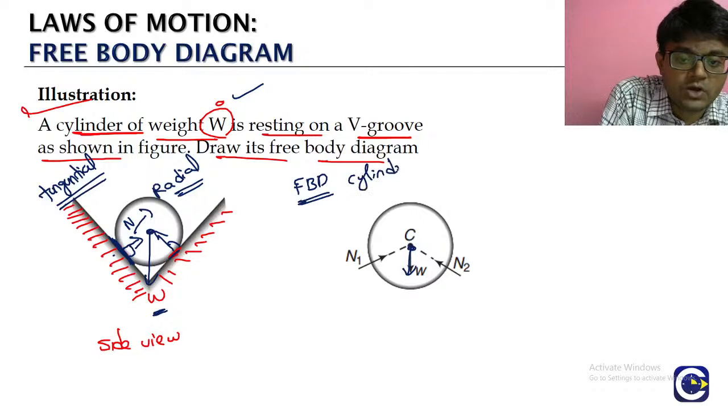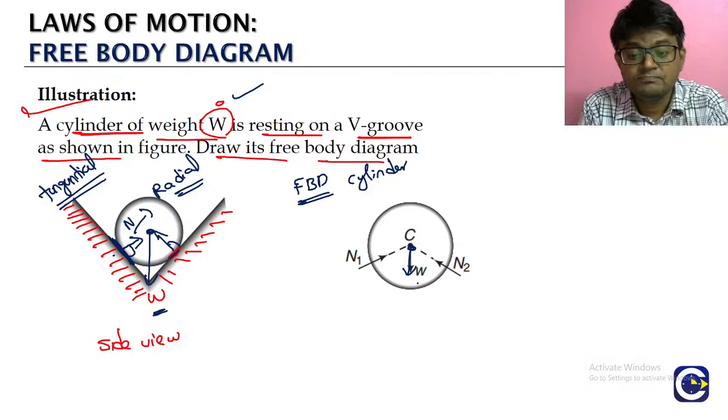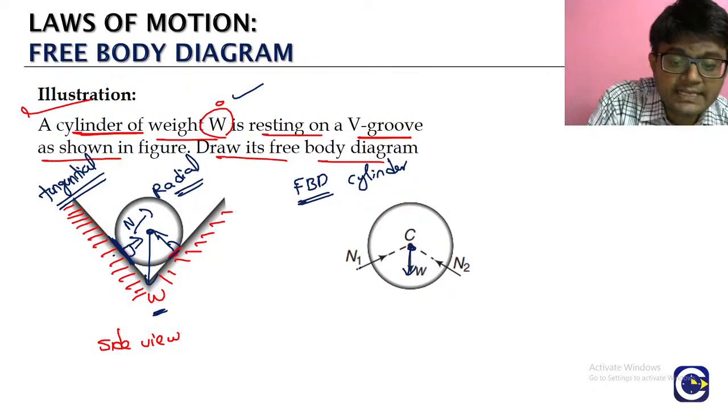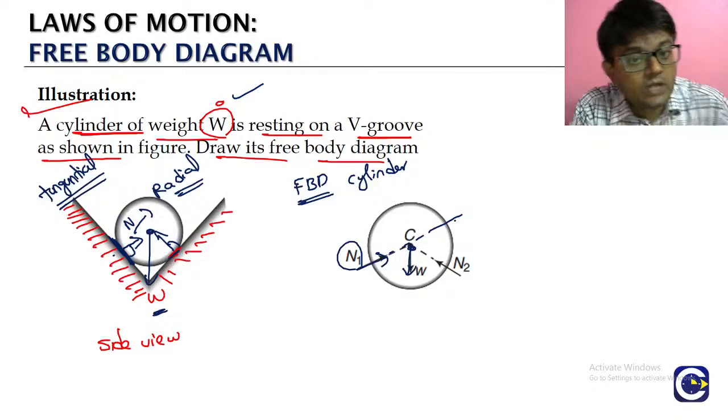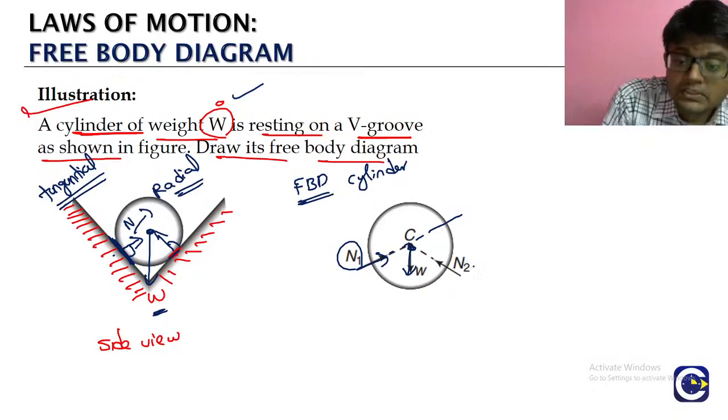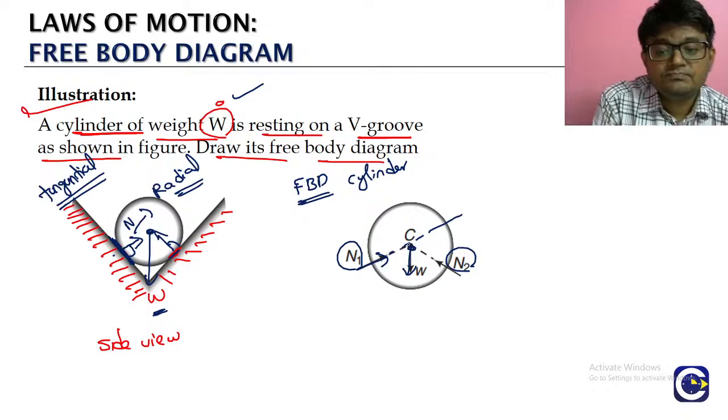Maybe if you already had drawn it, you can check it. So this is the cylinder. There will be weight. This side there will be a normal reaction, which we are calling N1. The normal reaction will be acting along the line that goes through the center. This side also will have another normal reaction.